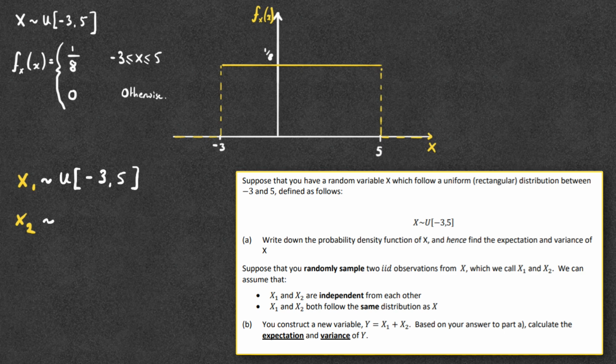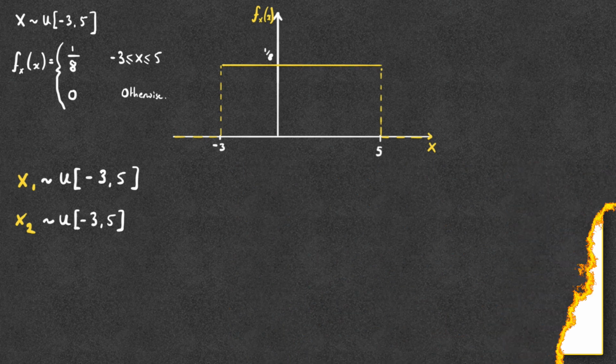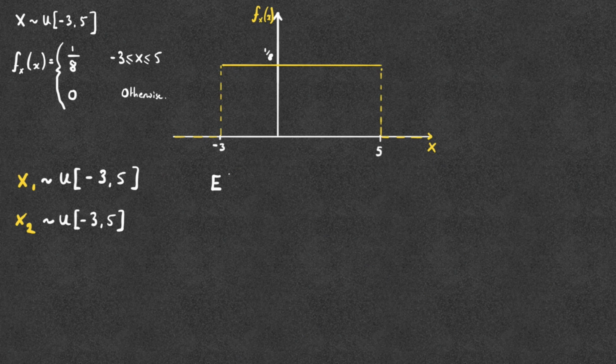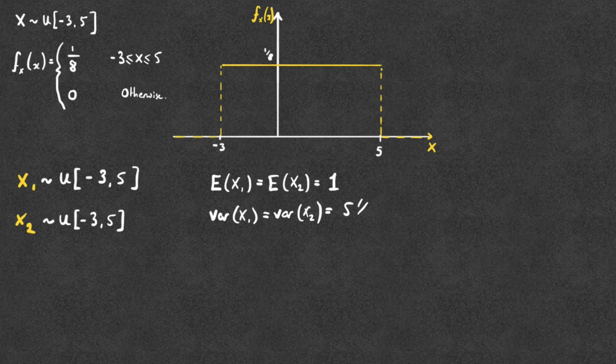So x1 will follow a uniform distribution between -3 and 5, and similarly x2 will follow a uniform distribution between -3 and 5. And so we can write down that the expectation of x1 will be equal to the expectation of x2, which is going to be equal to 1, and the variance of x1 is going to be equal to the variance of x2, which is going to be equal to 5 1/3.